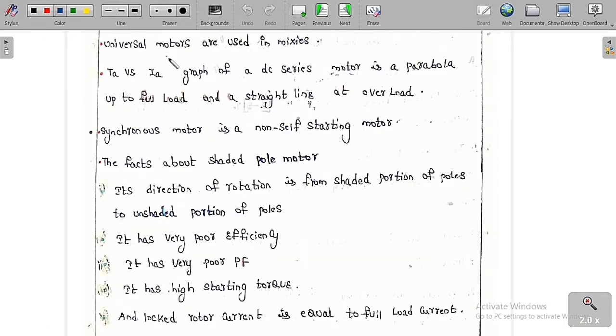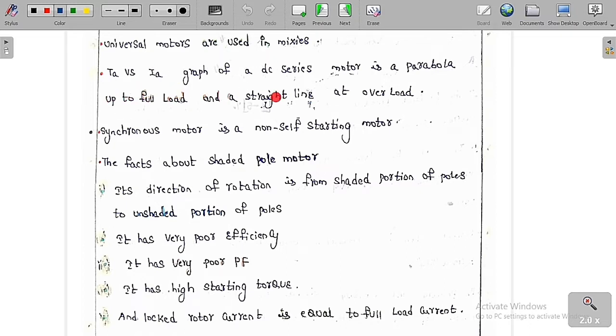Universal motors are basically used in the mixers. I already told you, in the mixers we are going to use the universal motors. It is basically a series motor which can be used for both AC and DC supply. If you give a DC supply, there will be a constant torque, but if you give AC supply, you are going to get a pulsating torque. So it is called a universal motor, and it makes a huge amount of noise. If you put on the mixer, you can hear a huge amount of noise because they are very noisy. So universal motors are very noisy motors.